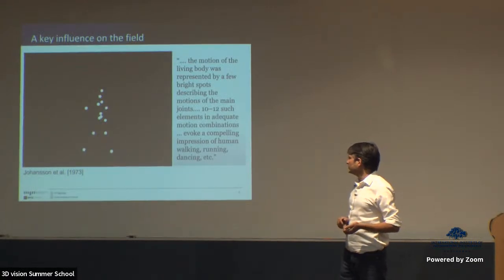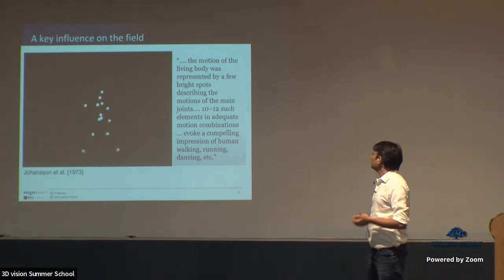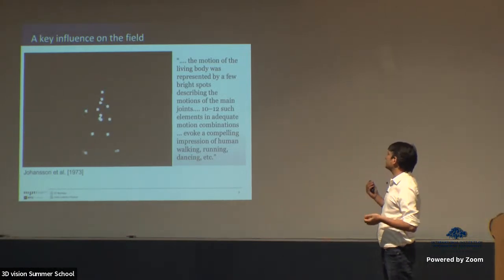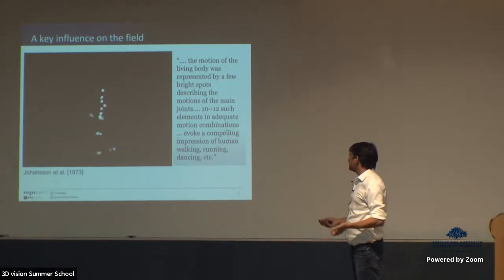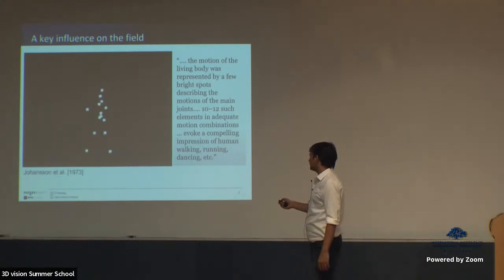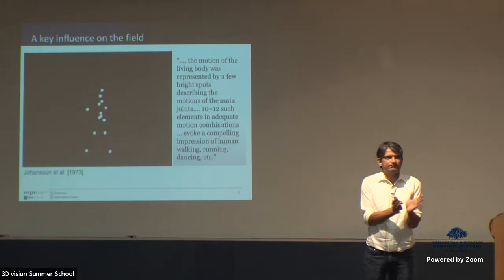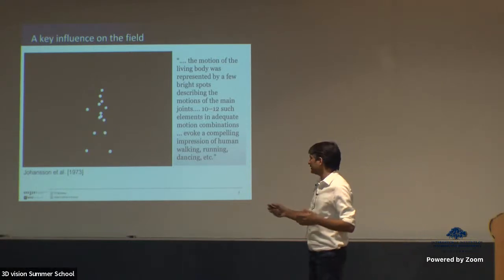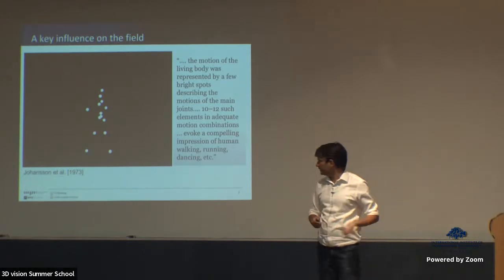And then there was this seminal work by Johansson. What he said was the motion of the living body was represented by a few bright spots describing motions of main joints, 10 to 12 such elements in adequate motion combinations evoke a compelling impression of human walking, running, dancing, etc. And this etc. essentially maybe pushed the field in a little bit of a wrong direction, because then we focused a lot on these dots, on these joints, so to speak.